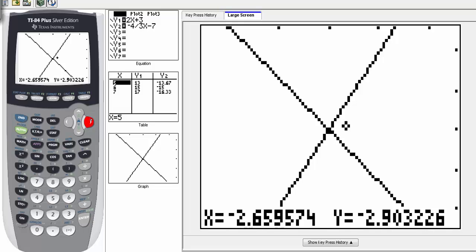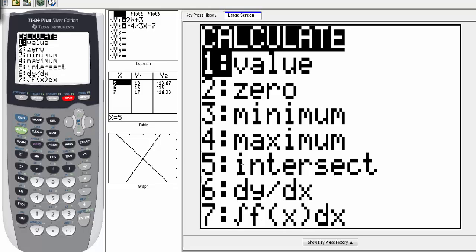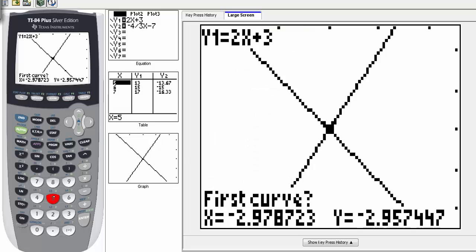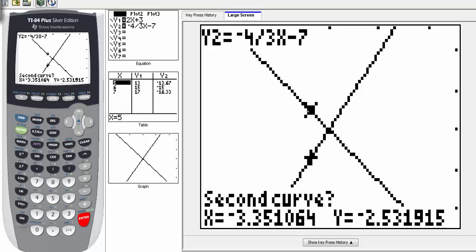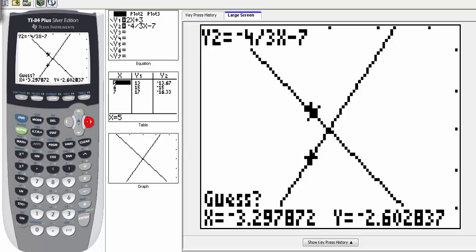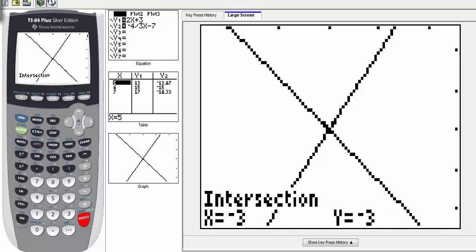If you wanted to verify that, we could also go to second trace, and number 5 is intersect. It says first curve, and that simply means the first line. So the cursor's flashing here on one of the lines, so we're going to hit enter. And notice it says second curve, and the cursor moved to the other line, so you're just going to hit enter. And we want to guess where they intersect, so I'll move the cursor to this point where they are intersecting, and we hit enter. Notice it tells us the answer is -3 and -3.